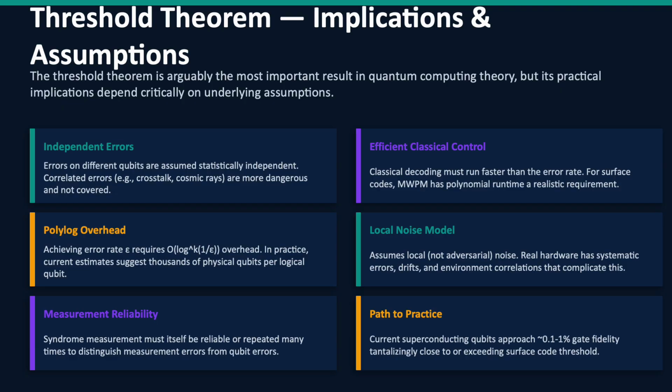The threshold theorem is a mathematical guarantee, but like all mathematical guarantees, it comes with assumptions that must hold in the real world for the guarantee to be meaningful. Understanding these assumptions is crucial for interpreting what the theorem does and does not promise about actual physical quantum computers. Several of the assumptions are idealized in ways that current hardware only approximately satisfies.